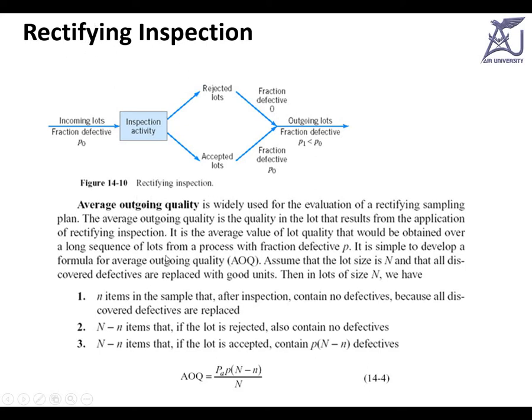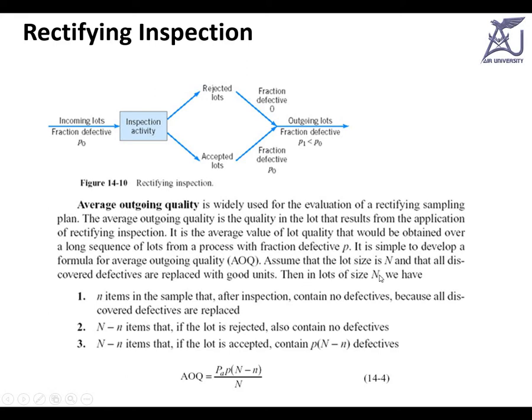Average outgoing quality is basically widely used for evaluation of a rectifying sampling plan when you are doing rectification, as you are doing here. Average outgoing quality is the quality in the lot that results from the application of rectifying inspection. It is the average quality of lots that would be obtained over a long sequence of lots from the process with fraction defective P. It is simple to develop a formula for average outgoing quality. Assume that the lot size is n and all the discovered defectives are replaced with good ones.